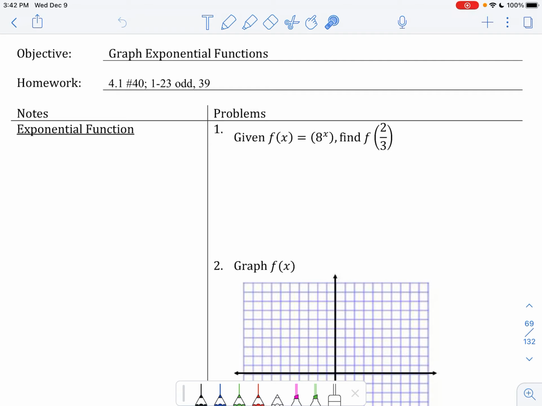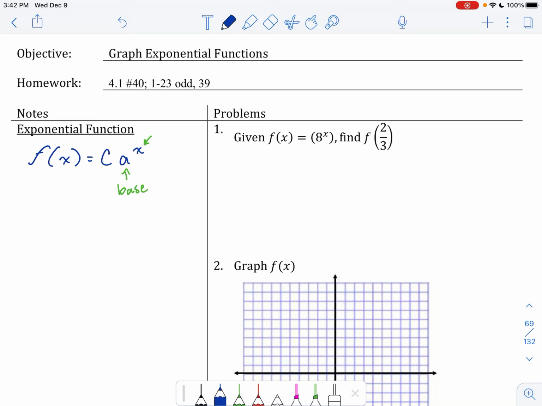An exponential function is a function where the variable is the exponent. It's always going to take the form f of x or y is equal to a constant times a to the x. Again, we've got our x as the exponent, and then we call this the base, so base a.